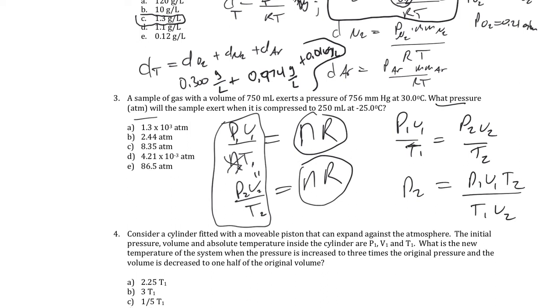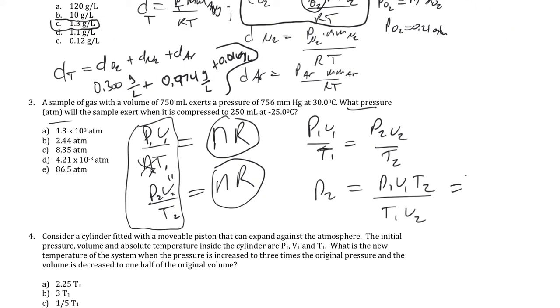Okay, and then we're just plugging in. So our P1 is 756 millimeters of mercury. I'm going to leave that at 756. Let's write this out over here. So 756 millimeters, 750 milliliters. Again, I'm going to leave that in milliliters. And then T2 is minus 25, so 273 minus 25. So that's 248 Kelvin.